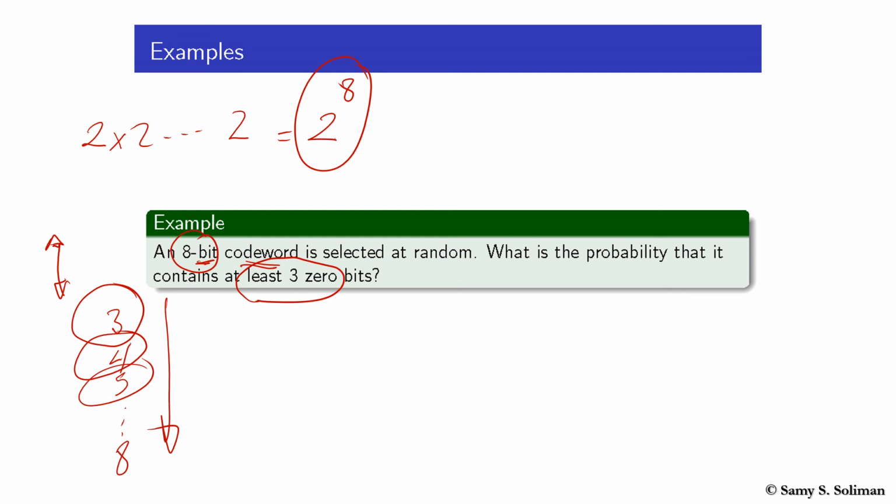having less than 3 zeros in the code word. So again, the event is that the code word contains at least 3 zeros, so that's 3 zeros or more, so the complementary event is having less than 3 zeros, so that's including only no zeros, 1 zero, or 2 zeros.